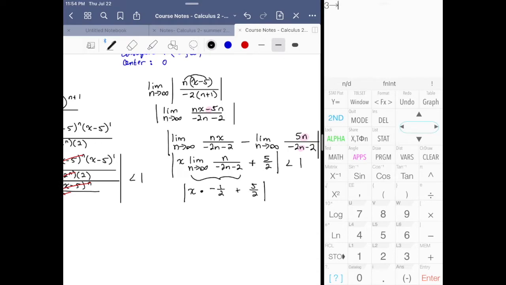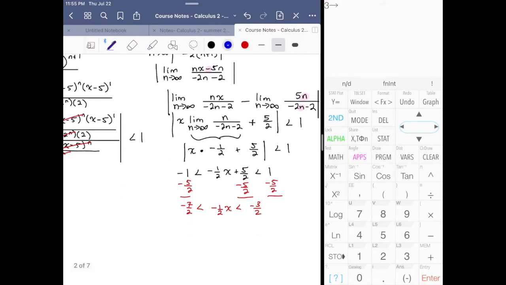So x times negative 1/2 plus 5 halves is less than 1. So negative 1 is going to be less than, now the x times the negative 1/2 is negative 1/2 x, plus 5 halves is going to be less than 1. All right, so using the absolute value inequality techniques, I'm going to subtract the 5 halves from all sides. So negative 2 halves minus 5 halves is negative 7 halves. And then 2 halves minus 5 halves is negative 3 halves.